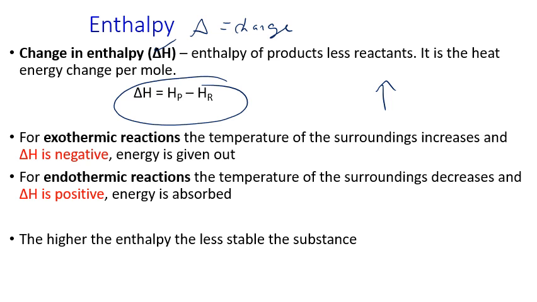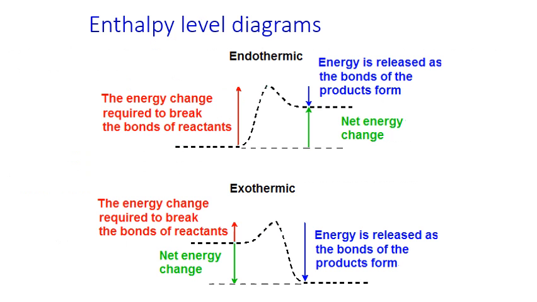The higher the enthalpy, the less stable the substance. That's something probably you didn't learn last year. Last year you would have also looked at enthalpy level diagrams, just kind of revision, and we looked at the enthalpy level diagrams for endothermic and exothermic reactions, so you can see the clear difference.